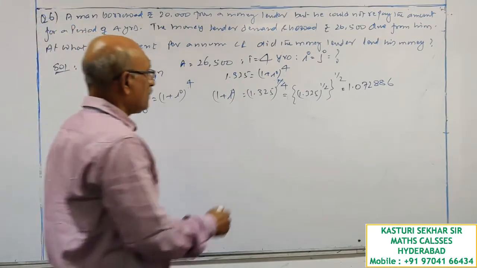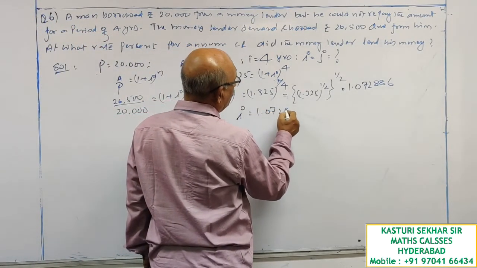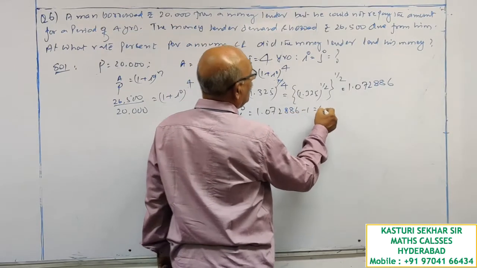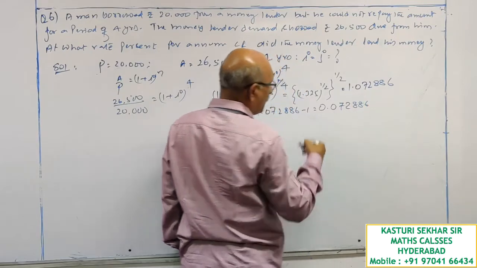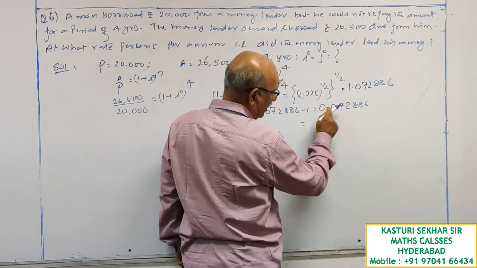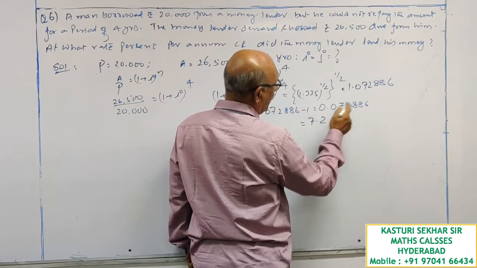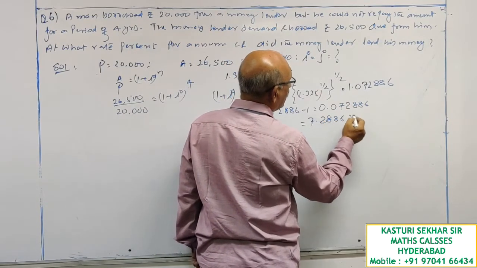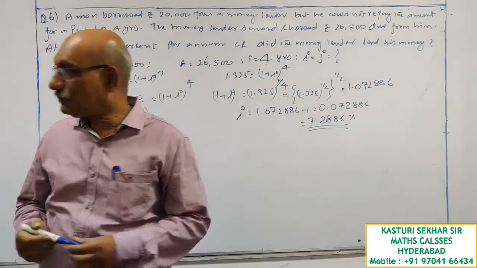Now, I is equal to 1.072886 minus 1, which is 0.072886. Multiply with 100, decimal is shifted 2 places, right? 7.2886%. This is the rate of interest per annum.